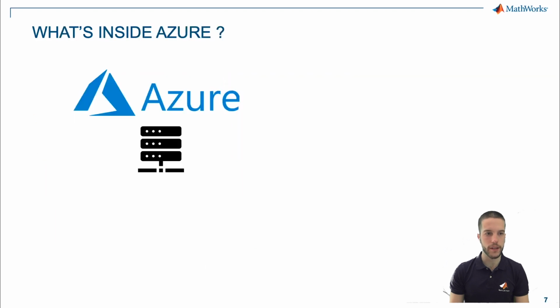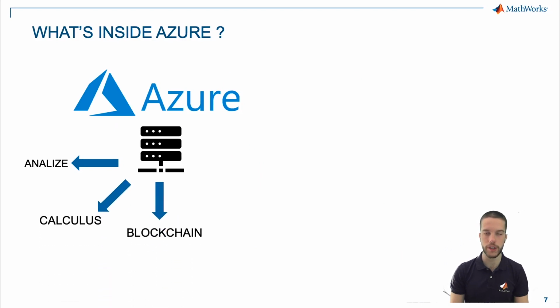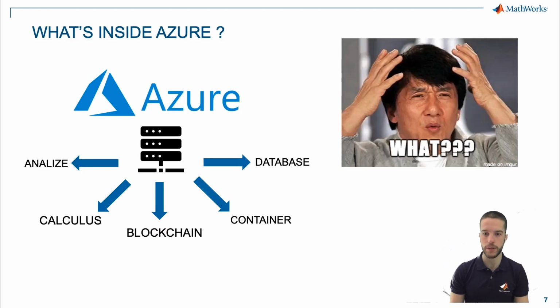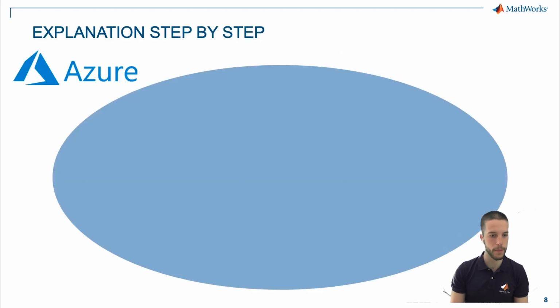So, what is inside Azure? Azure includes different types of computational servers for analysis, calculus, blockchain, container, and database. In our case, we will see how to use the server dedicated to calculus. So let's do a little recap on what we actually need, in order to give some categorization of these different services. Let's make it easier.